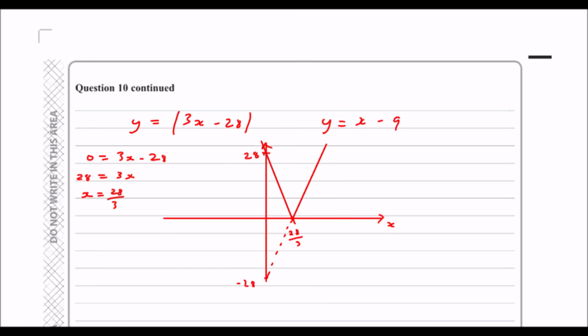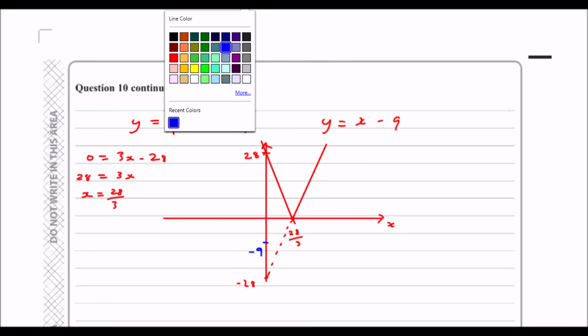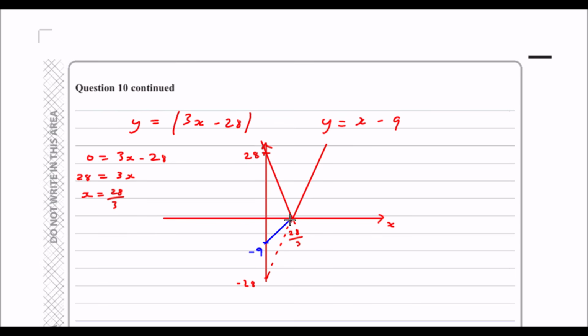How about the graph of x minus 9? Well, it's got a y-intercept at negative 9 and a gradient of 1. So it's going to cross at positive 9 here, since 27 over 3 is positive 9, so slightly to the left of the other graph. So 27 over 3, 28 over 3, just make a note of that. 28 over 3 is 9 and 1/3. So we've got 9 and 1/3 here, and 9 right next to it.